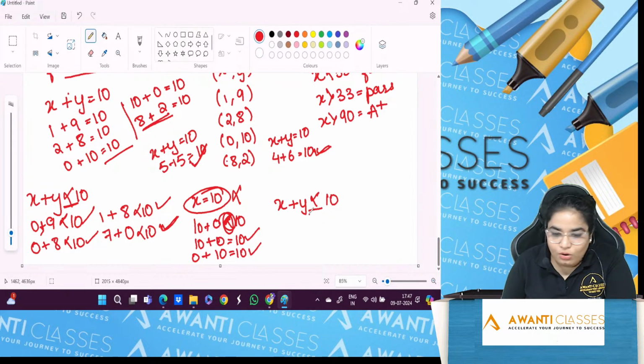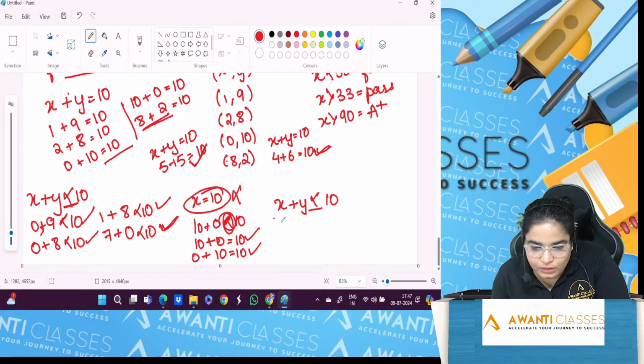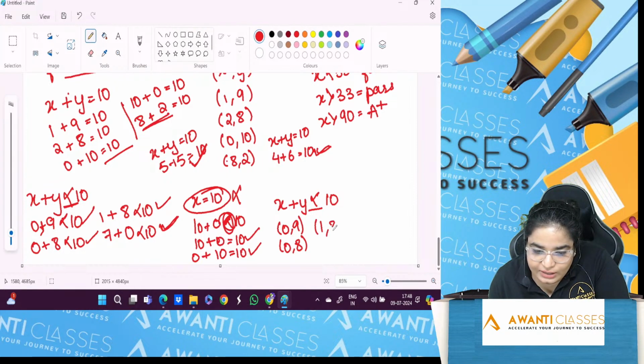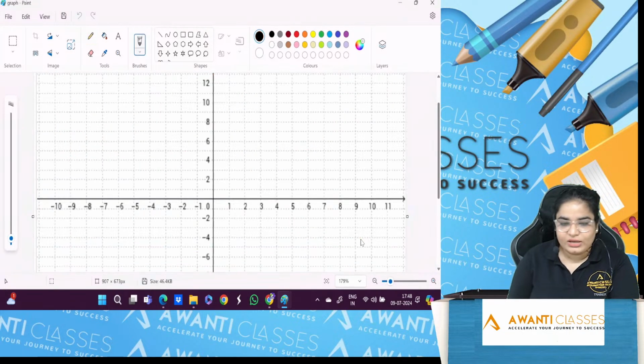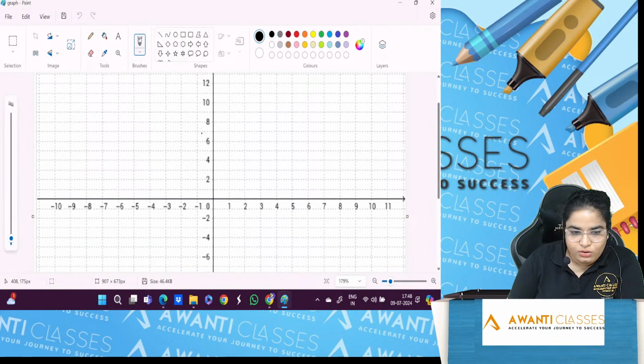Okay. How do I plot this? Take any points. Did we not see 0 and 9 will work? 0 and 8 will work. 1 and 8 will work. Will 1 and 6 work? Yes, it will work. So we can take any 2 points.